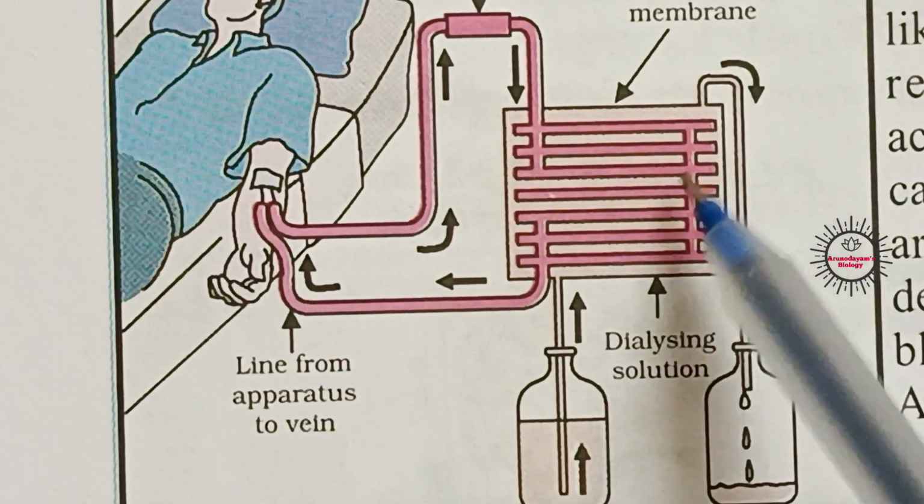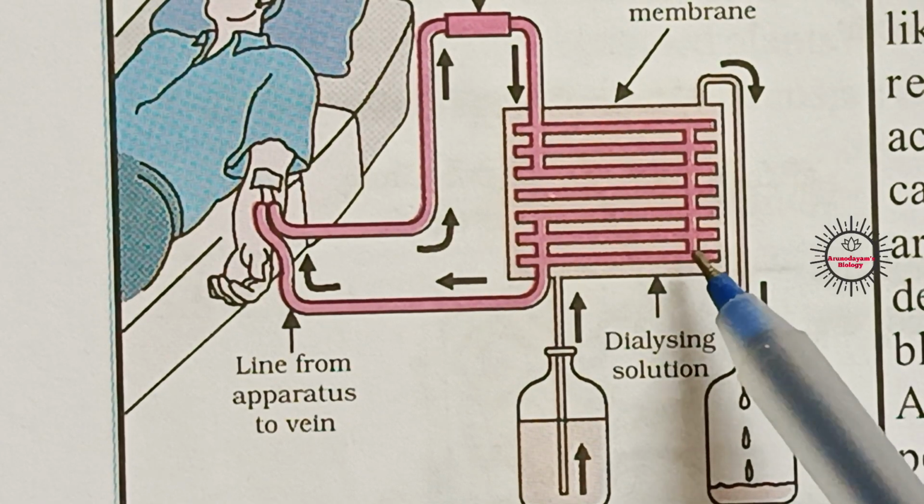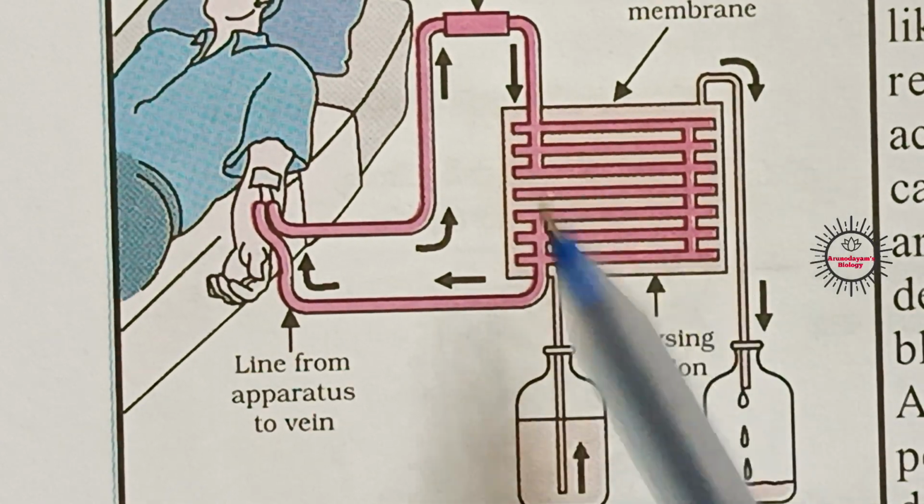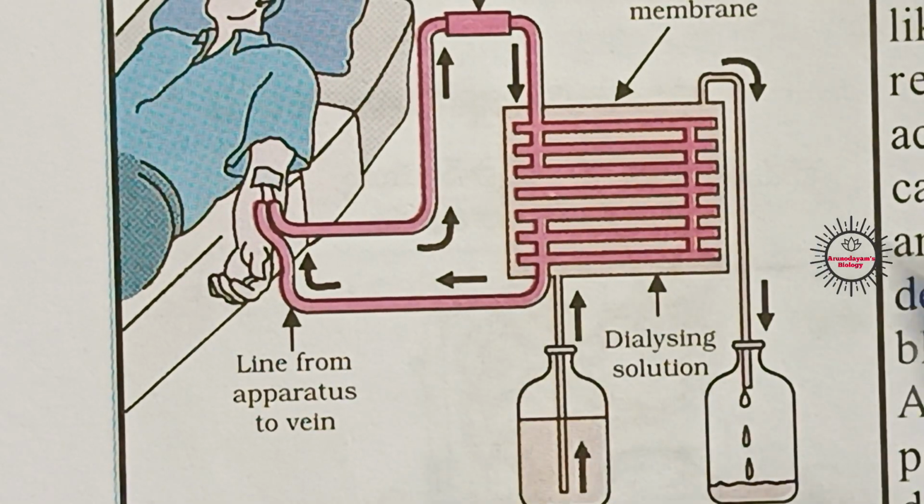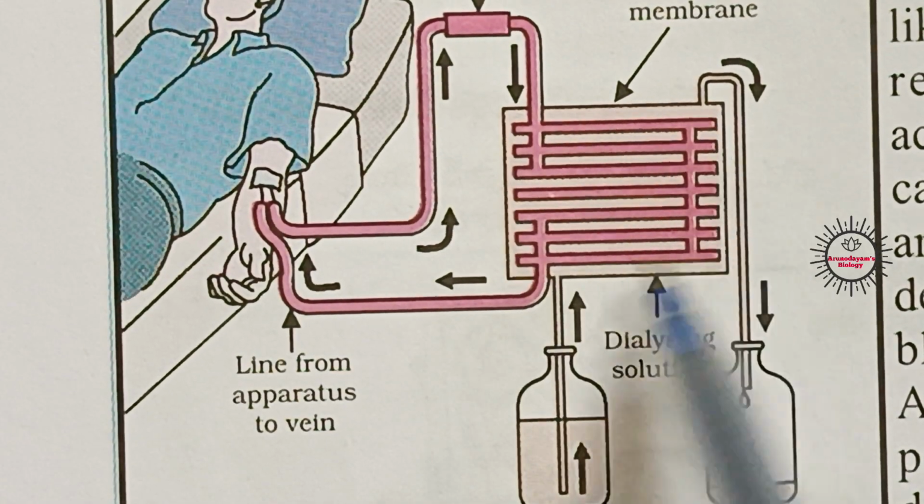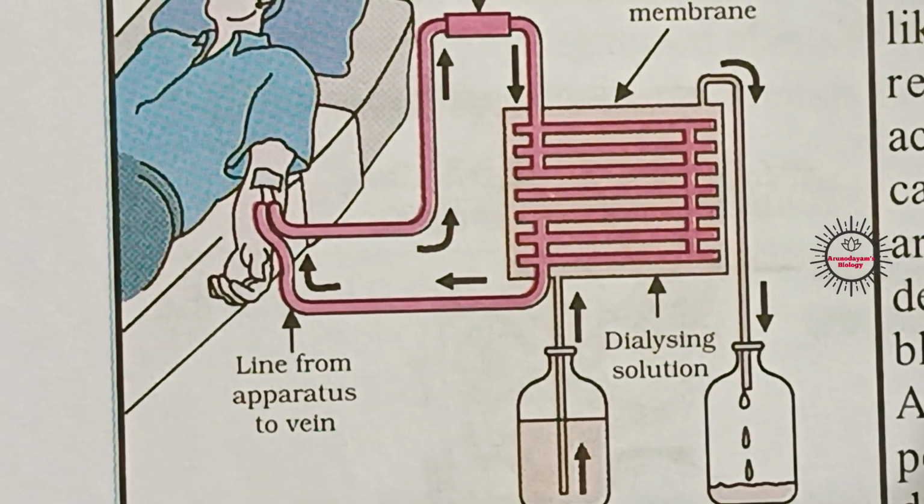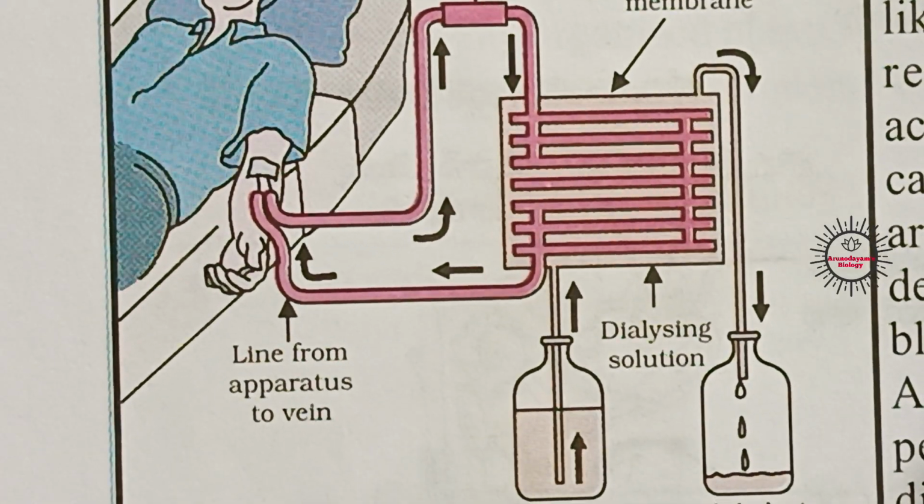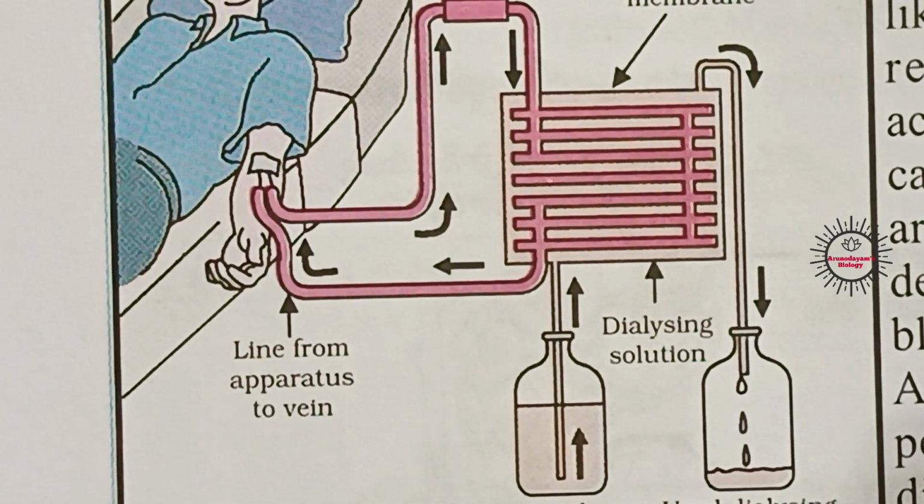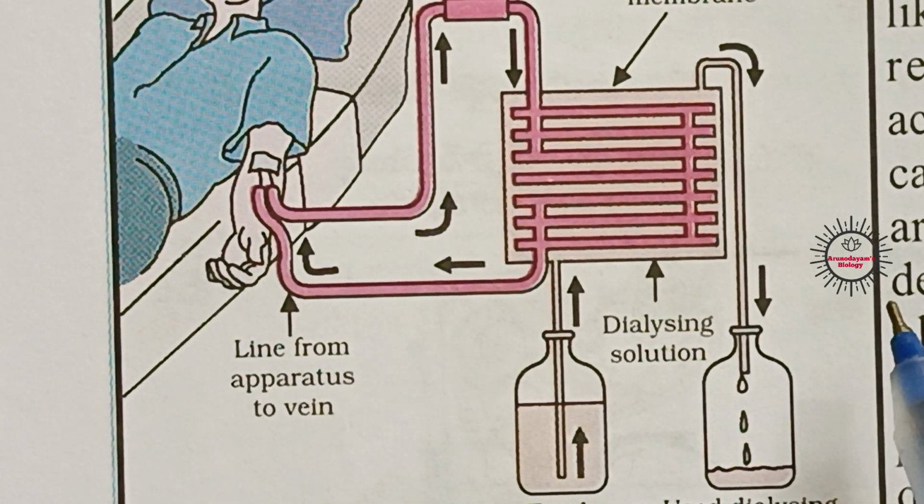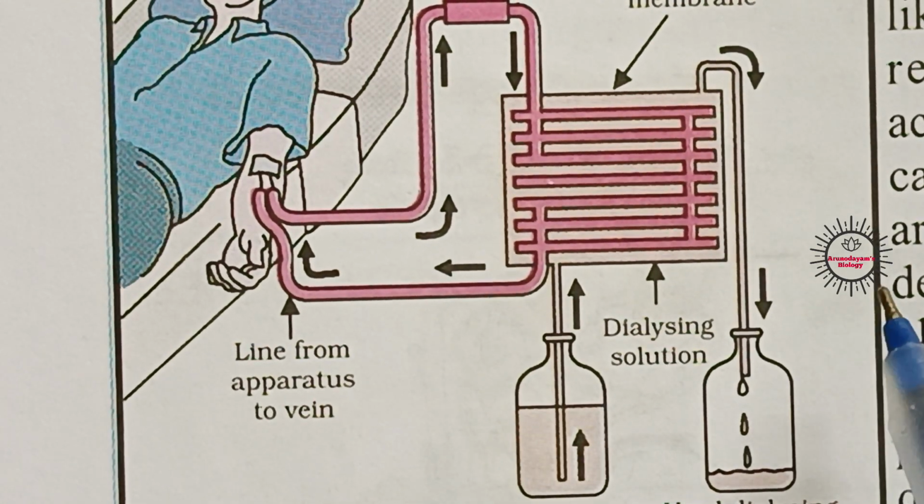Semi-permeable membranes, and all the tubes are interconnected with each other. These tubes are suspended in a tank containing dialysing fluid. This tank is filled with a fluid called dialysing fluid, which has the same composition as our blood, except for nitrogenous waste materials.